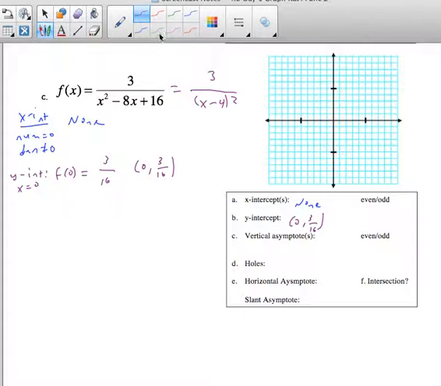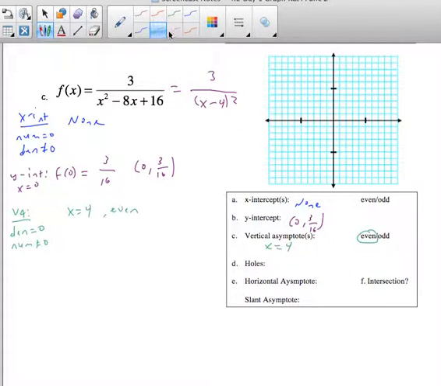To find vertical asymptotes, we're going to look for values that make the denominator 0 but the numerator not equal to 0, or if there are common factors, we're going to look for values that can't be factored out of the denominator. In this case, we have a vertical asymptote when x equals 4 from the factor x minus 4, and it has even multiplicity because we have x minus 4 squared. That factor of x minus 4 occurs twice, which is an even number.